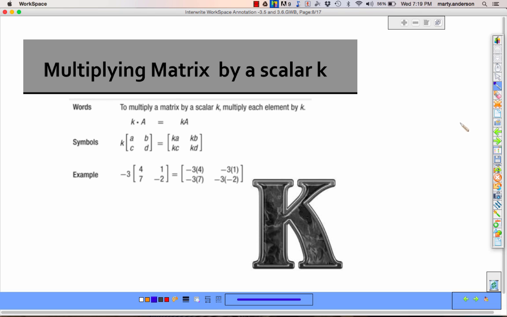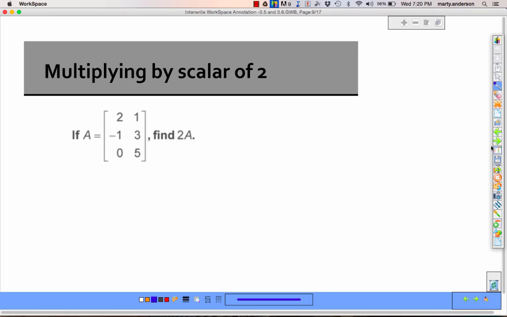Next thing is scalar multiplication. For a scalar, they usually use the variable k. All you're going to do is take some number k and multiply every single value times k. So k times the matrix A: every single one of our elements is multiplied by k. So down here, negative 3 times this yields negative 12, negative 3, negative 21, and positive 6. Watch your signs. Again, all we're doing is multiplying the same number times every element.